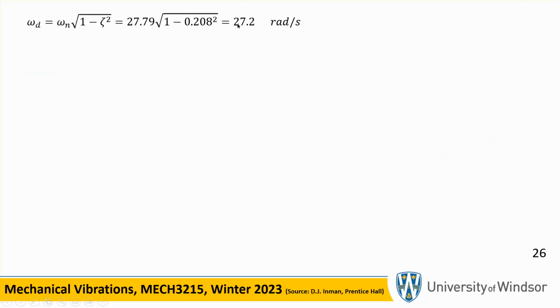Now, damping frequency, we need it because we're going to find the transient portion of the response. Now remember, the total solution is a transient one, this is the one that's dying down, and this is the steady state.